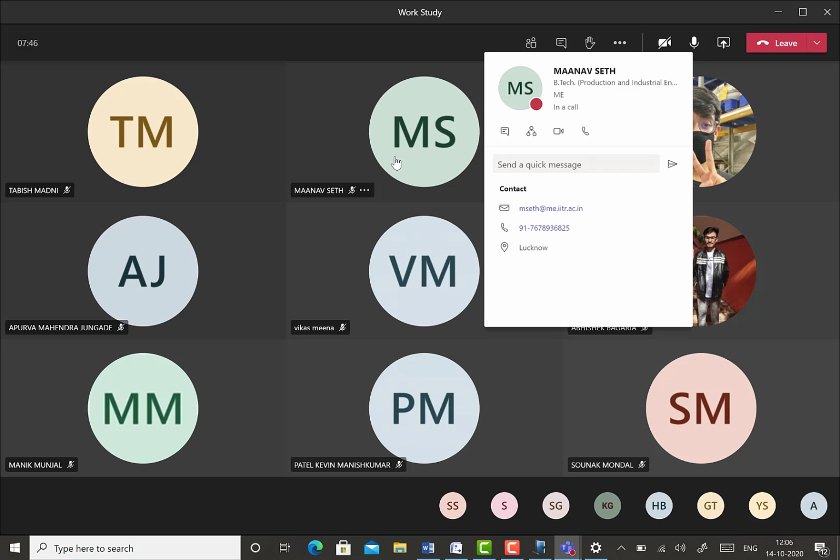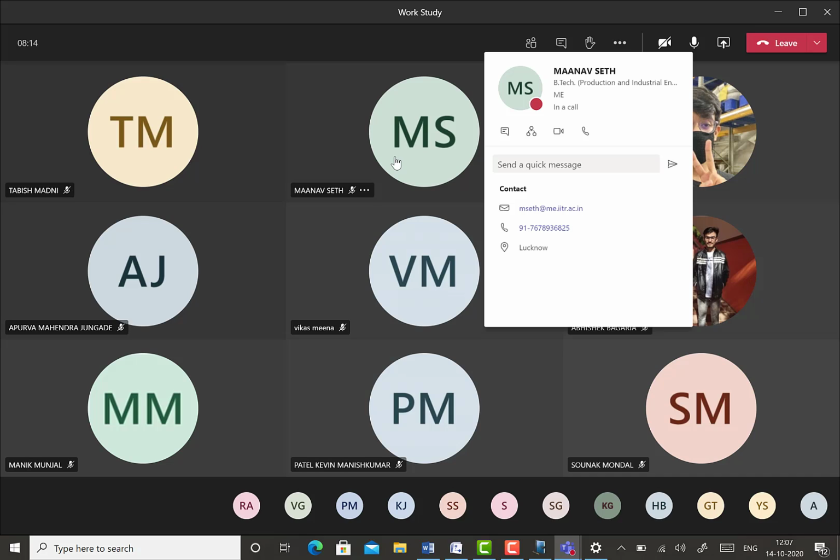We have covered one major portion of the subject work system design that was related with the method study. Apart from that, we also covered our productivity related section, and we have taken, I think, so far 16 lectures. And now we'll be starting our new topic that is related with the work measurement.